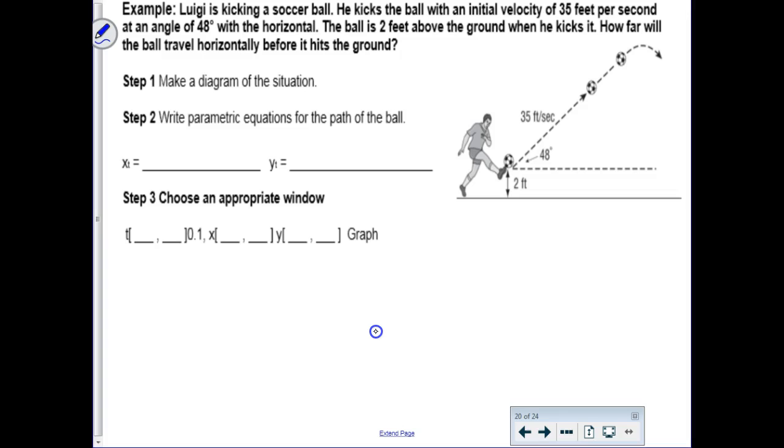Now on Luigi's question, I'm going to show you something kind of cutesy your calculator can do. You don't have to use it, I just think it's kind of fun. Let's talk about Luigi. He's kicking a soccer ball.